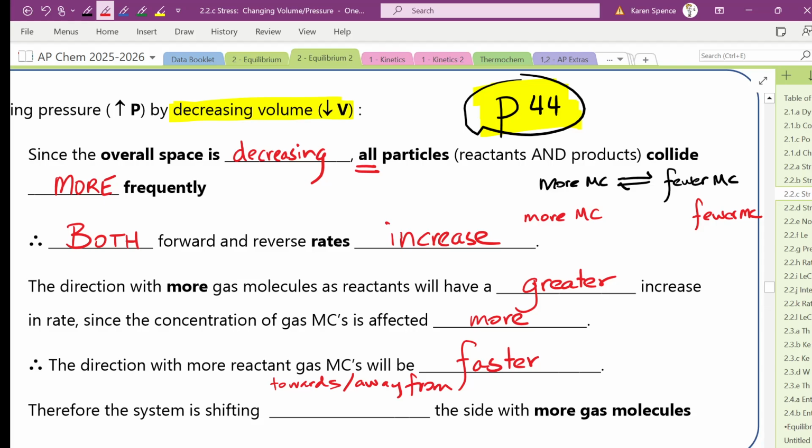When you're done, you can check your answer up here. The last blank should be either towards or away from the side with more gas molecules. When you're checking your answer, let me know if there's anything in here that is causing you any confusion, or if I've done it wrong, because I started out doing it wrong. So there's no guarantee that I didn't do the rest of it wrong.